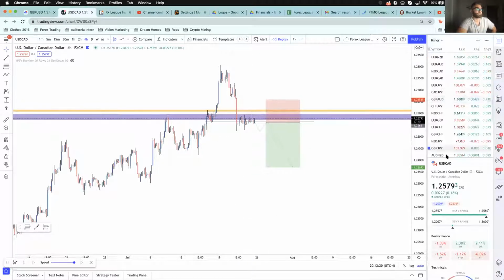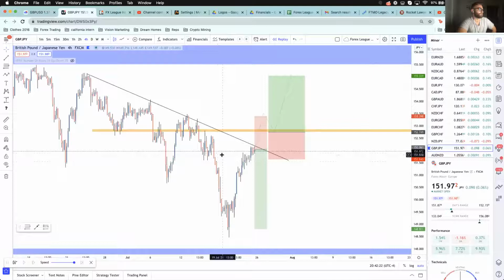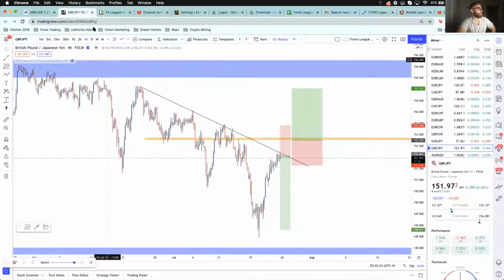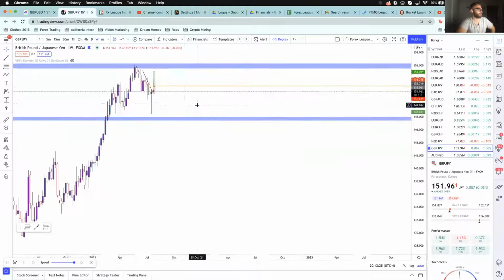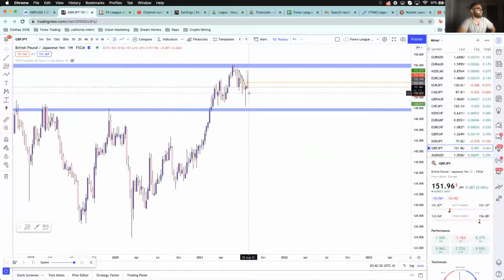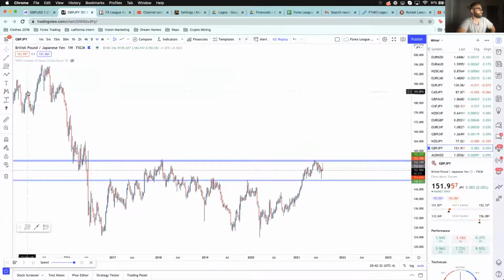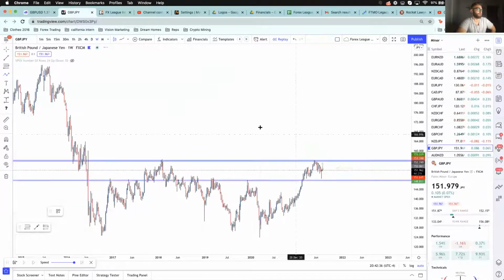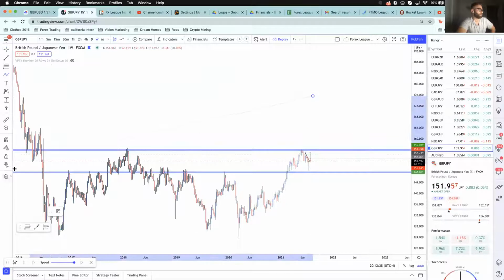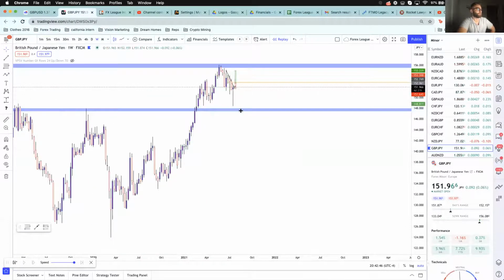So last, I'm just going to jump on to GJ. This is a very interesting analysis. I've got multiple ideas on this one, but just looking at the weekly, we can clearly see this is a high point right here. We have support, we have resistance right here, and we're just kind of in the middle. We're in no man's land.